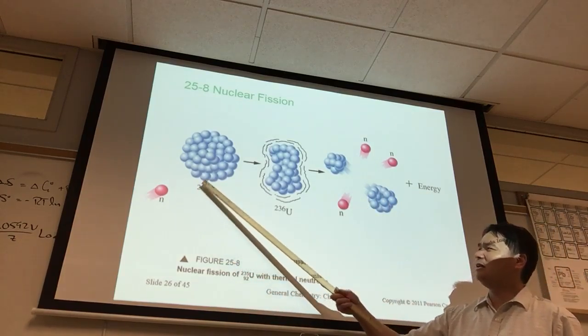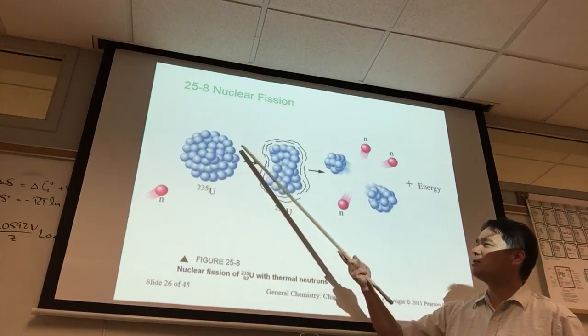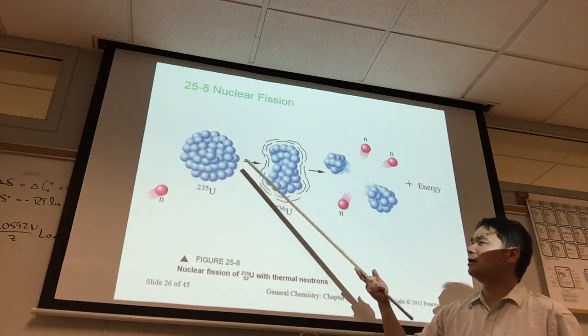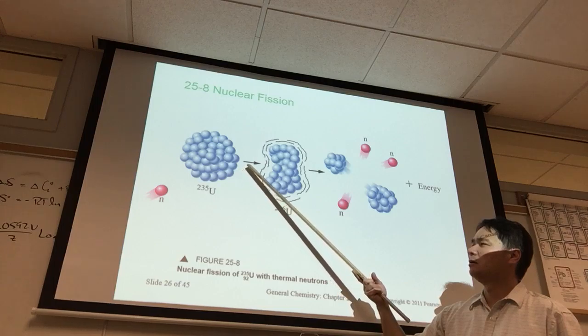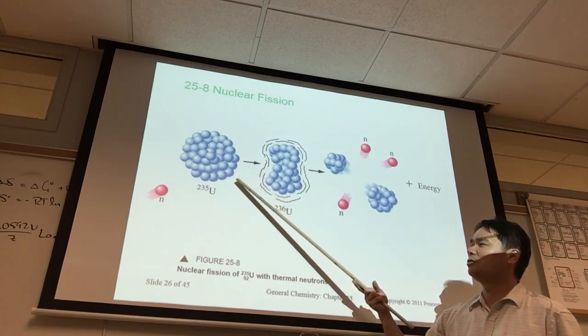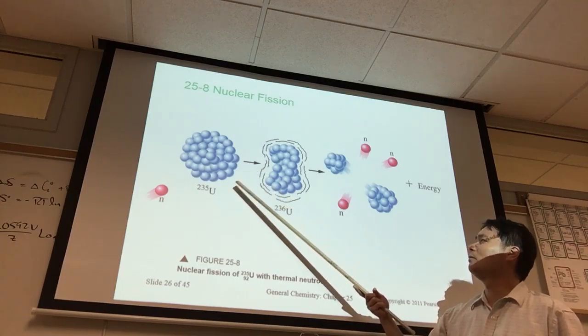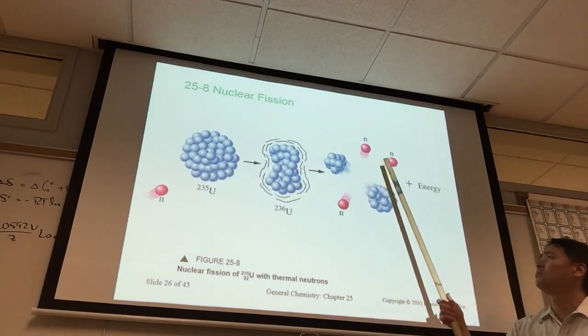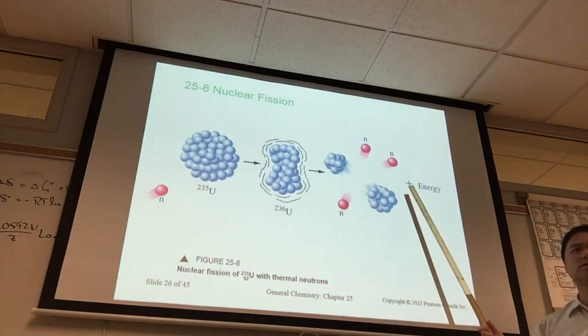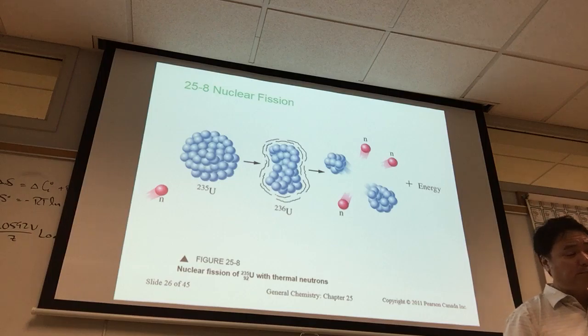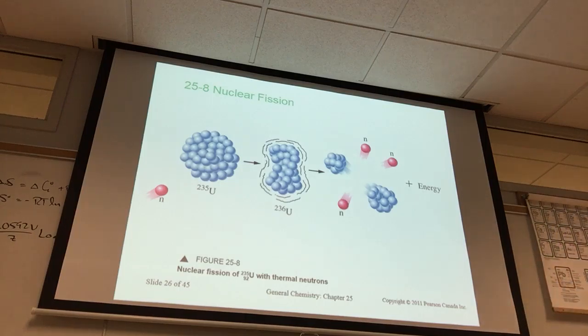And to have that, you would need what they call a critical mass of U-235, which is like a grapefruit size amount of U-235. And that critical mass can sustain a chain reaction in which this thing goes out of control and releases a huge amount of energy. How many kilojoules per mole? Huge, huge.